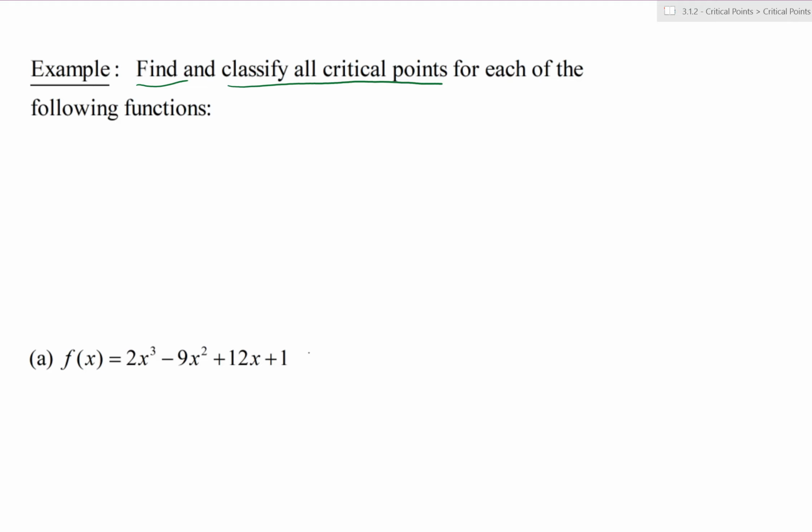Let's see. Well, the first thing we have to do, of course, is find the derivative here. f prime of x, with just a bunch of power rules, is going to be 6x squared minus 18x plus 12.